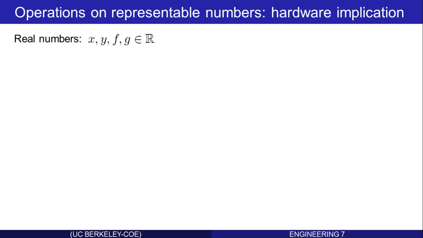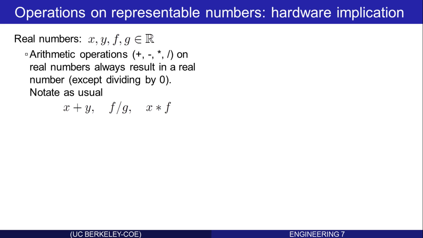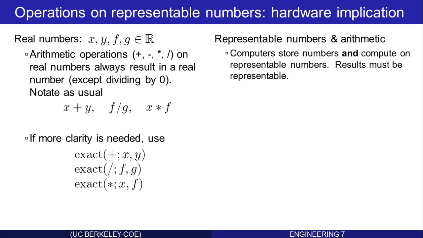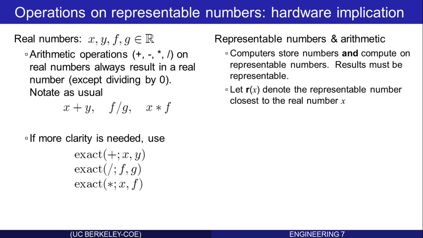First, let's consider real numbers, the idealization that we're always working in. There are arithmetic operations on real numbers, and they always result in a real number. We notate them as usual. Now, sometimes we might need a little more clarity, and I'll use the command exact to indicate the exact sum of x, y, or the exact quotient of f and g, and so on. By contrast, in the computer, we're always dealing with representable numbers and machine arithmetic. Computers can store representable numbers and compute on representable numbers, and the results of those computations have to be representable.